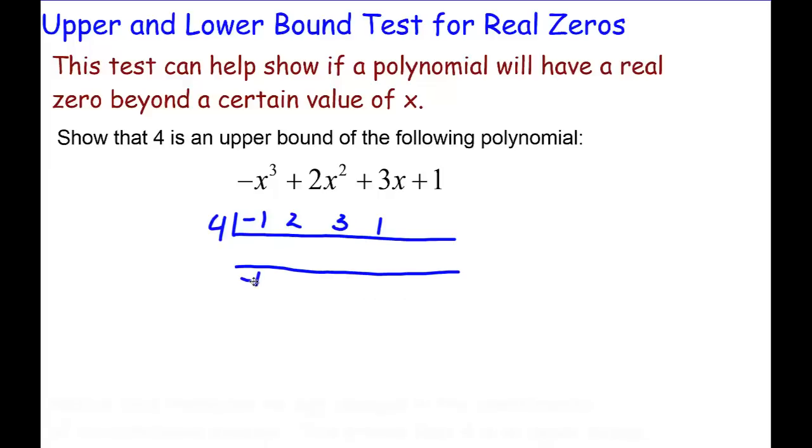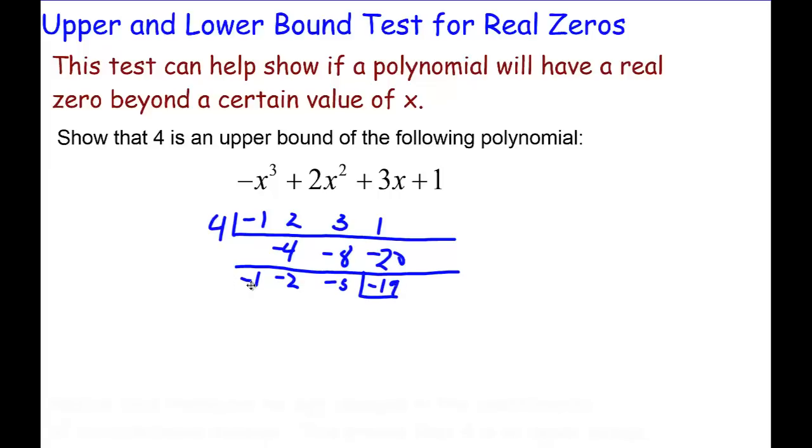So of course we bring down the -1, and 4 times -1 is -4, sorry. Then we add, and that's -2. Then 4 times -2 is -8. And we add, that's -5. And then 4 times -5 is -20. And then we have our remainder here of -19.